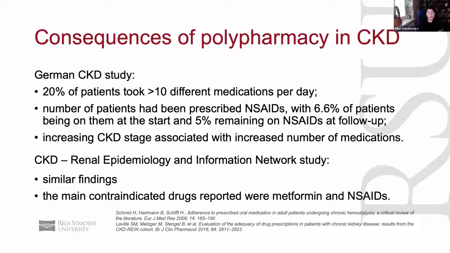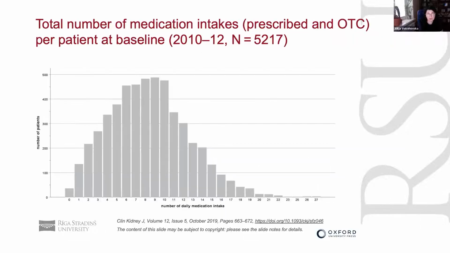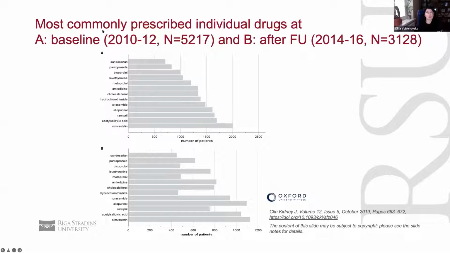The German CKD study is not the only one. There are also other results that report similar findings and raise this problem as quite significant. The number of medication intakes is reflected in this table. You see that 9, 10, 11 is quite a usual number of medications. And the most commonly prescribed individual drugs in chronic kidney disease patients, actually, it is the list that I demonstrated in the beginning in our patient.